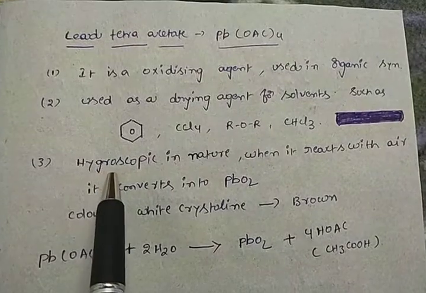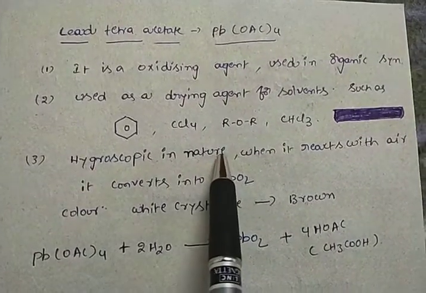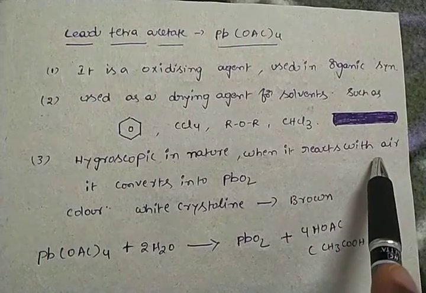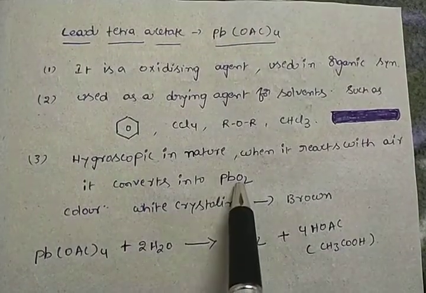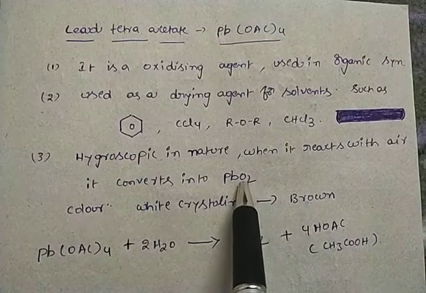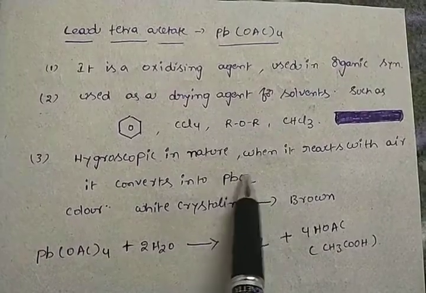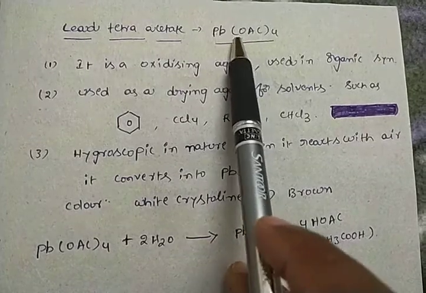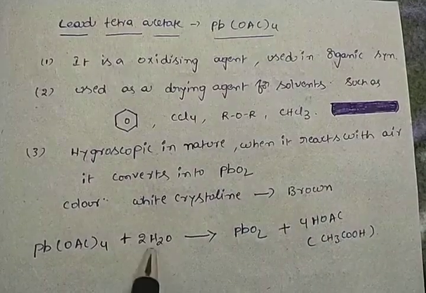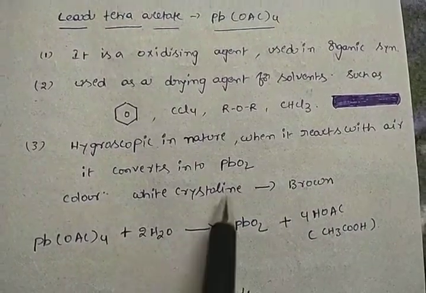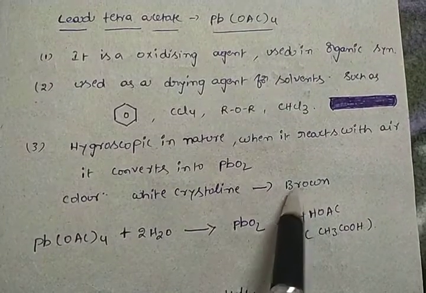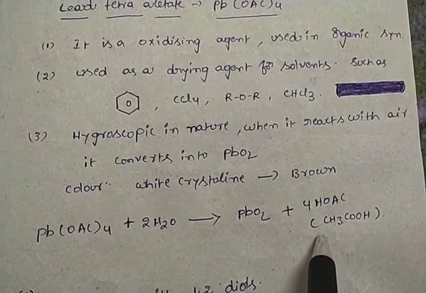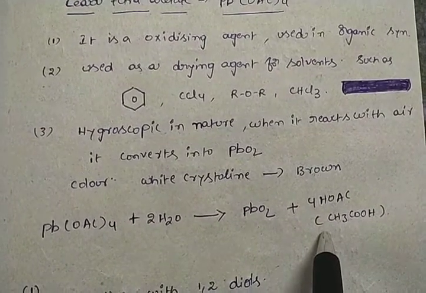It is generally hygroscopic in nature. When it reacts with air, what happens? It will be converted into lead dioxide, so a color change will also appear. Generally this is a white crystalline powder. It reacts with air, and air contains moisture, so it becomes a brown colored solid. Lead dioxide appears, and 4 moles of acetic acid will be liberated.